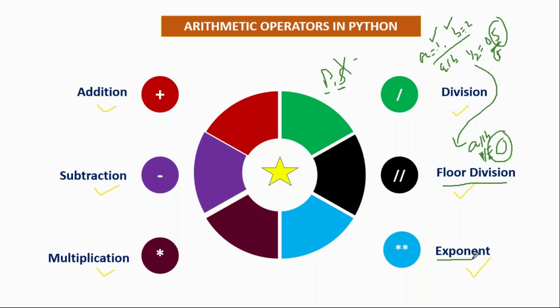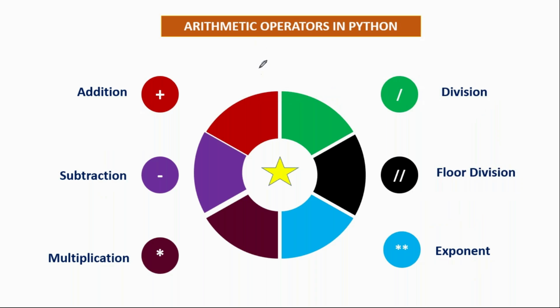And exponent: compared to other programming languages, we have only one star there, which represents multiplication. Here we have exponent with two stars. So we need to understand these two important areas in arithmetic operators for Python programming language. Mainly, these arithmetic operators are used for the calculation part. We will be discussing more examples in the practical sessions.